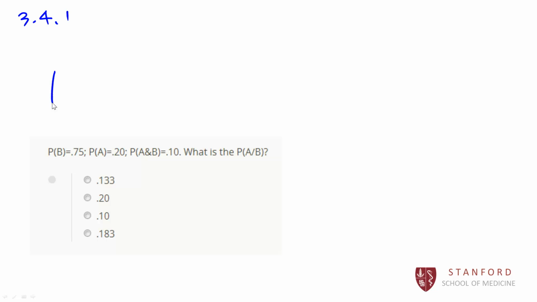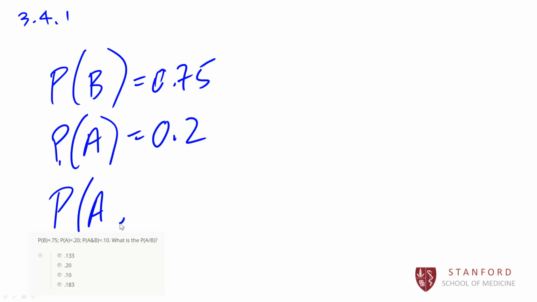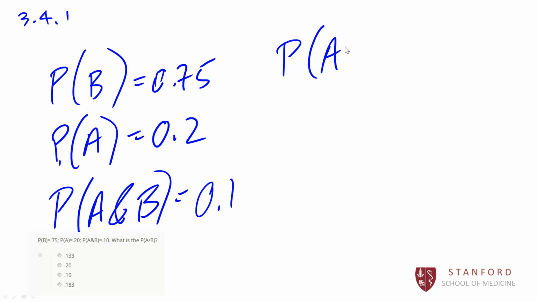So in this question, we're given a fictitious probability of event B, which is 0.75. We're given a fictitious probability for event A, which is 0.2. And then we're also given a probability for A and B, this joint probability of 0.1. And the question is asking, what is the probability of A given B?